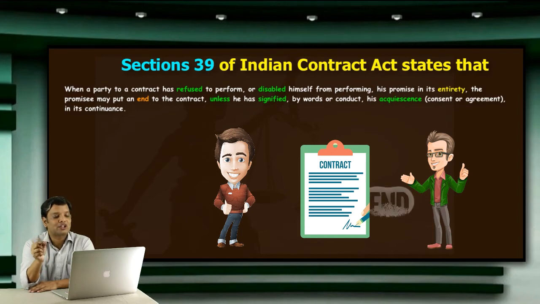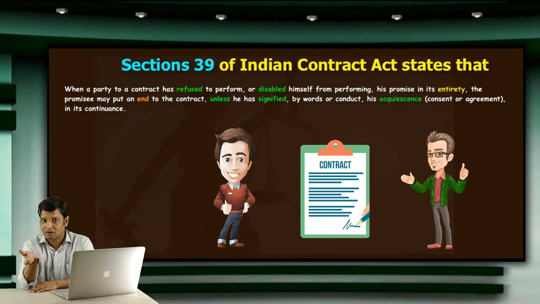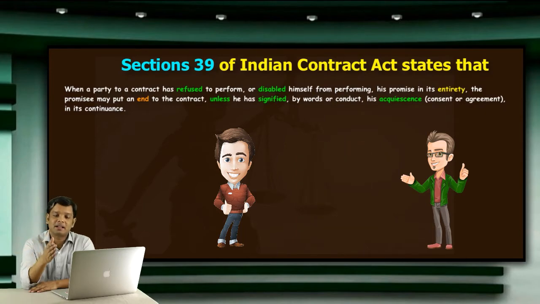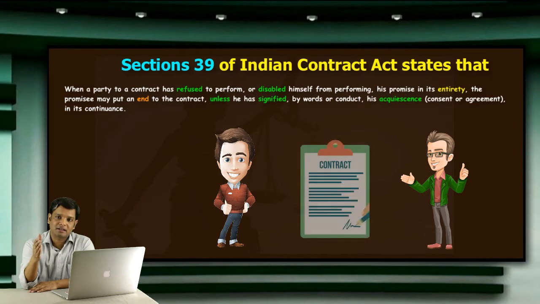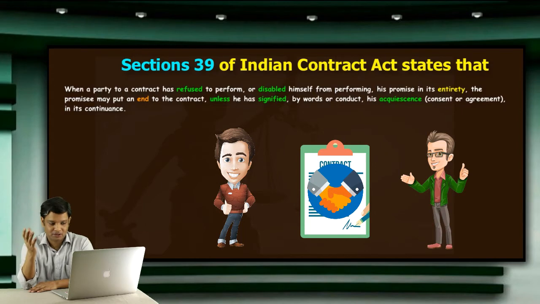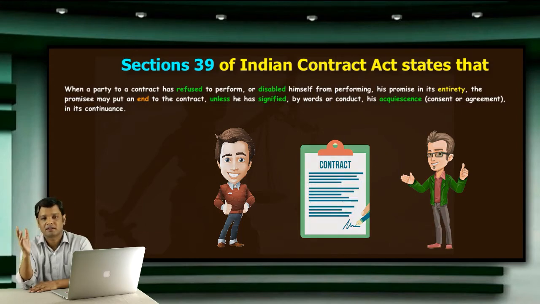The promisee may put an end to the contract. So in this case, because of your refusal or your failure, the promisee can put this contract at an end here itself, unless he has signified by words or conduct. What does it mean? That because of your refusal, your failure, if the promisee wants to continue with the same contract, then fine, the contract will be valid, and his consent is either given by words or through conduct, that is acquiescence, consent, in its continuance, means to continue the contract.